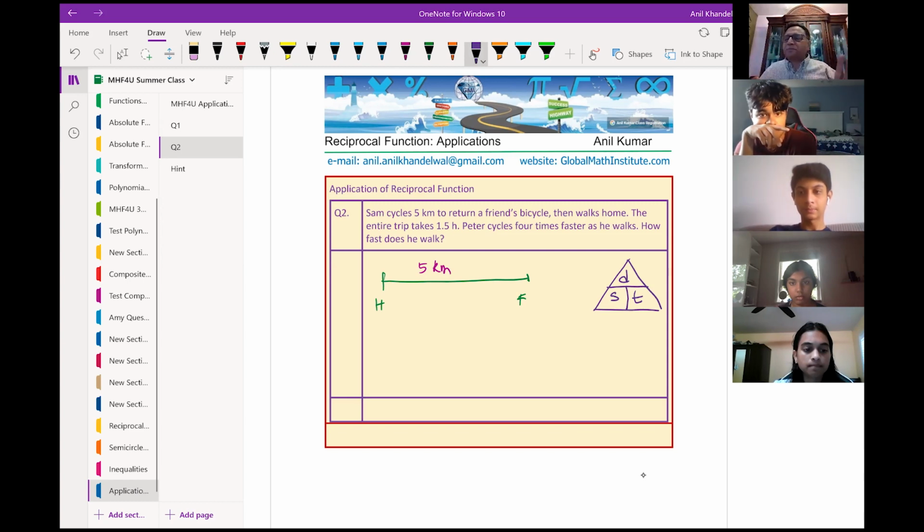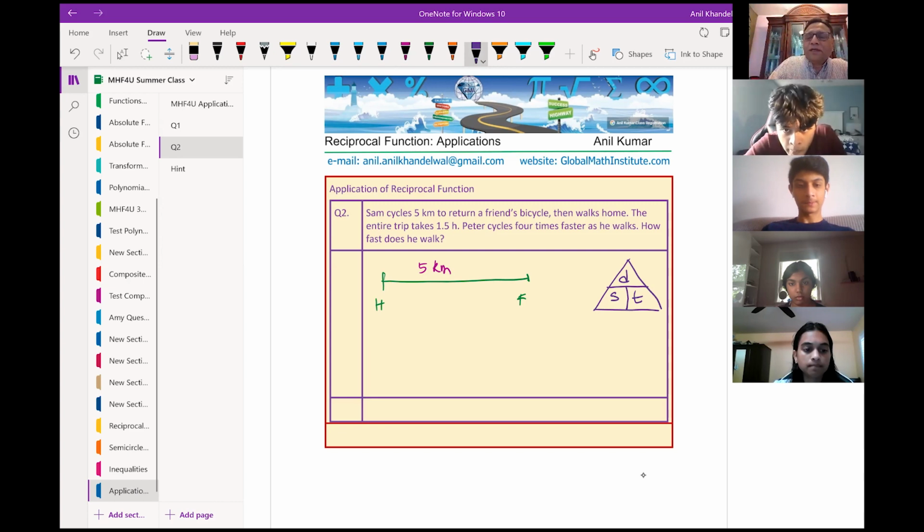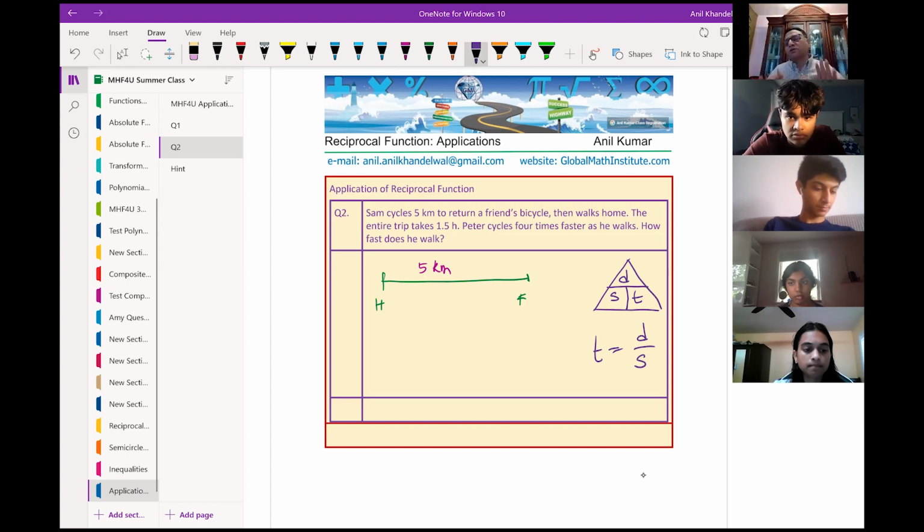Distance is the product of speed and time. Now, if you fix the distance, then how is time related? Well, time is equal to distance over speed, right? If you want to find the time, it is distance over speed. Or if you want to find speed, it is distance over time.